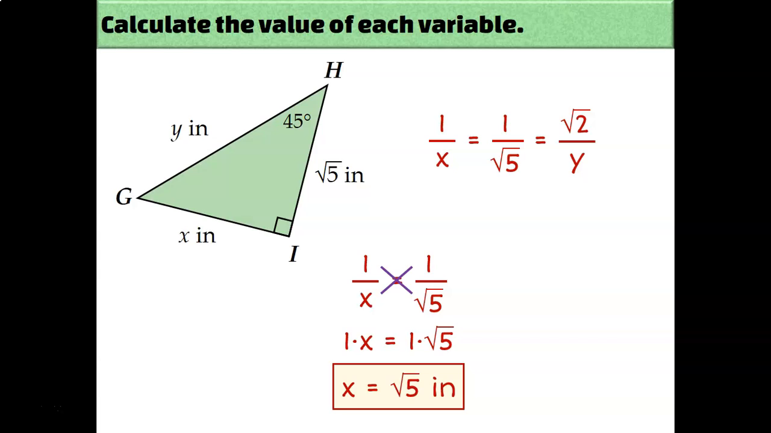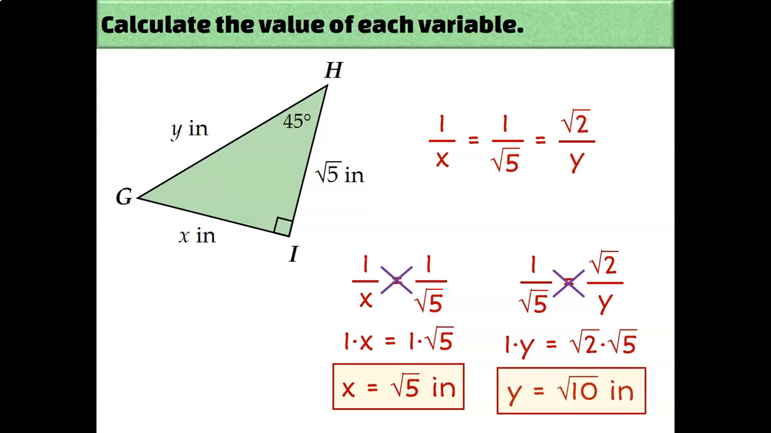The only thing that you really need to show work on for this one is solving for y. So I'm going to take the 1 over square root of 5 and set it equal to square root of 2 over y. When I cross multiply and solve, I get the square root of 2 times the square root of 5. Since those are both radicals, I can multiply the numbers under the radicals and get an answer of the square root of 10.